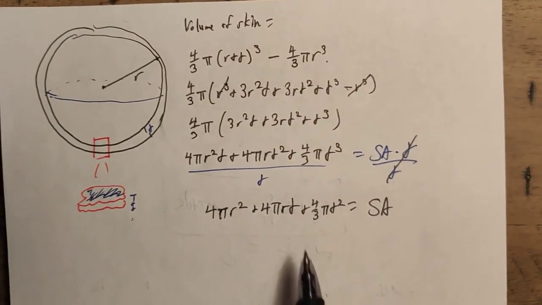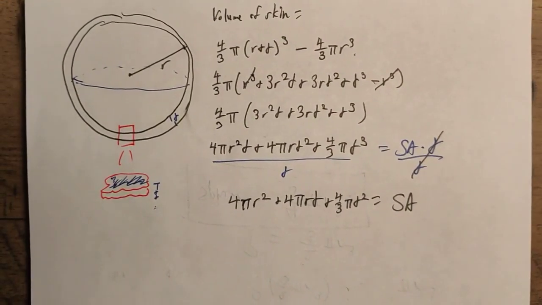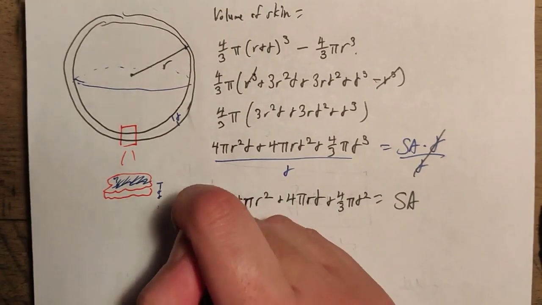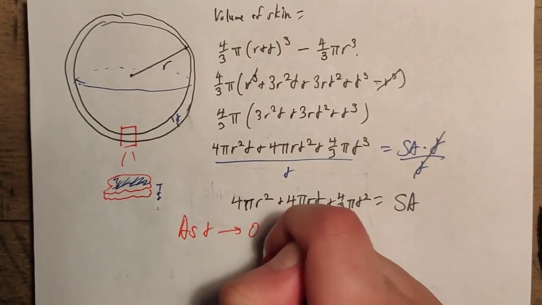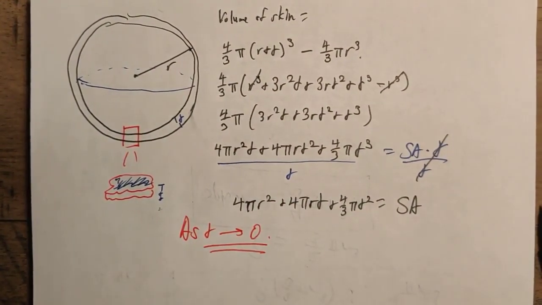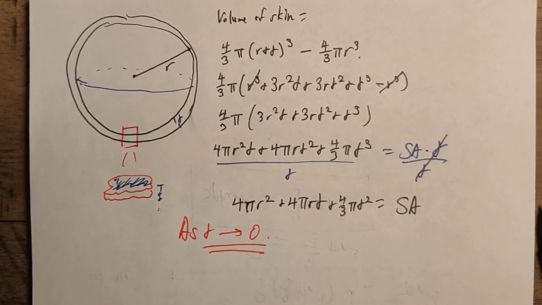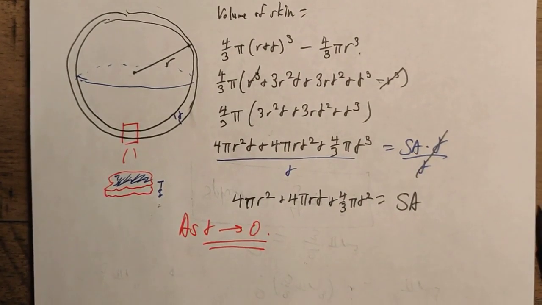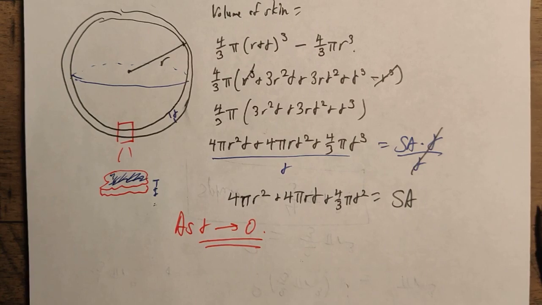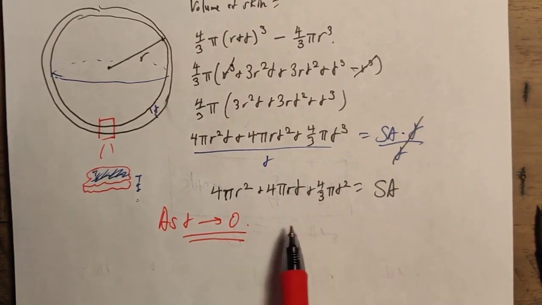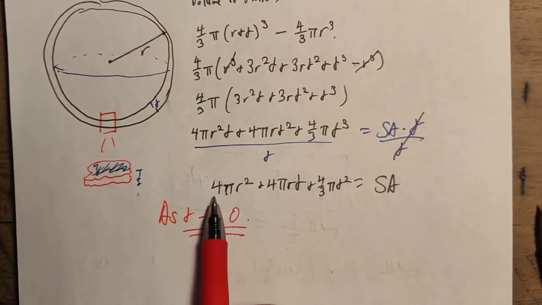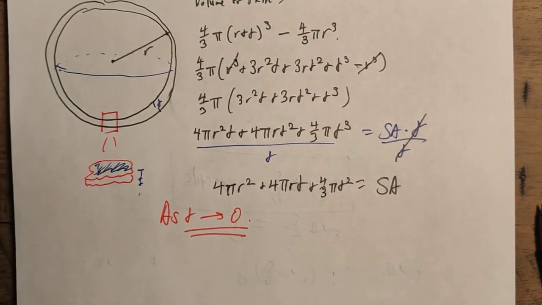So we want to see what happens as T gets really small. We want T to head to 0. In calculus, this is known as a limit, but I'm going to do this anyway. We're going to have T approach 0. As T gets closer and closer to 0, this term doesn't have a T in it, so it doesn't care that T is shrinking. It just stays as it is.